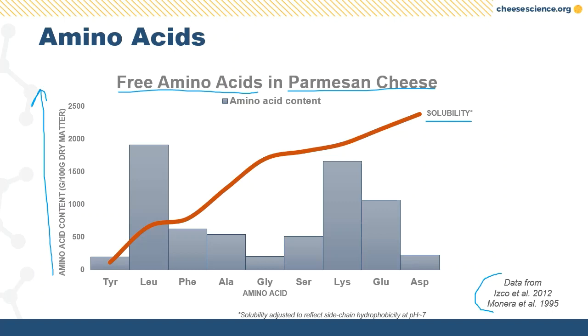Tyrosine and leucine, phenylalanine, alanine, glycine, serine, lysine, glutamate, like that's the building block of MSG, aspartate, those kinds of things. Everything's very abbreviated here, but you don't need to know too much or be concerned with that exactly.